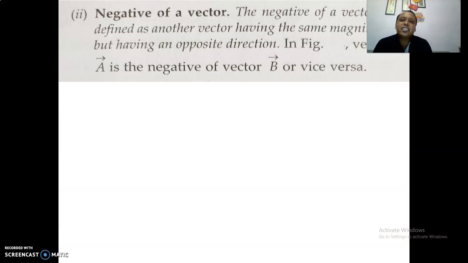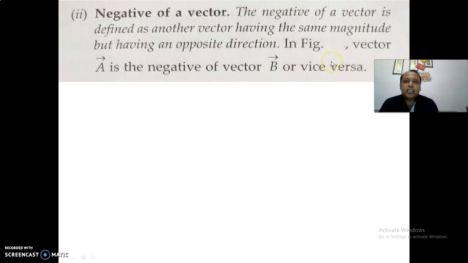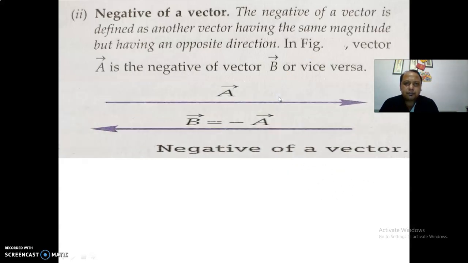Next is negative of a vector. Suppose two vectors are there, one is the negative of the other. It means when we say negative vector, the vectors are having the same magnitude but their directions are opposite. That's why we call it negative. Now you can see the figure here.